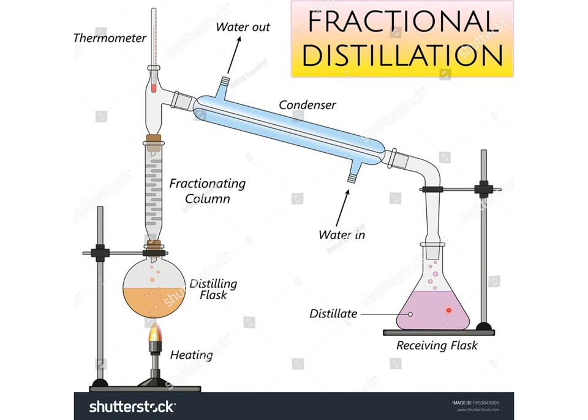So if you started in the distilling flask with a given composition for liquid A and liquid B, where liquid A is more volatile than liquid B, by the end you will observe that the composition of liquid A will be less than liquid B in the distilling flask, but will be higher in the distillate than liquid B, because it is more volatile.